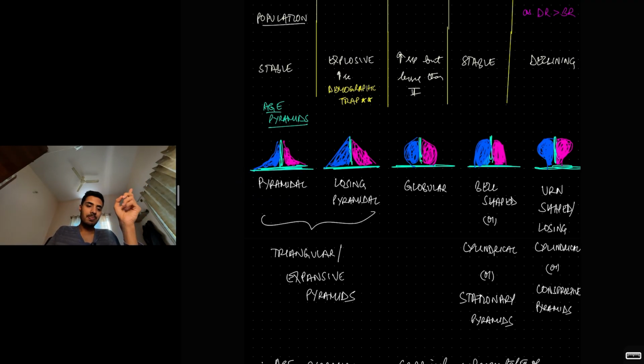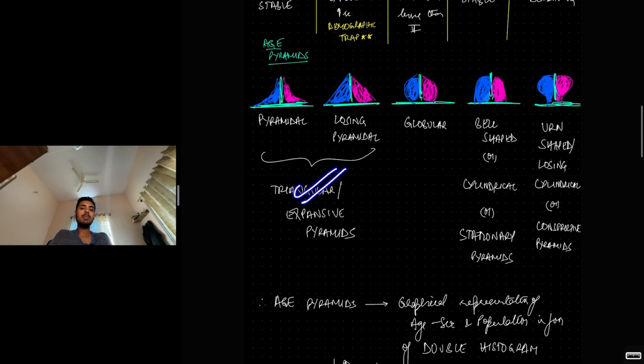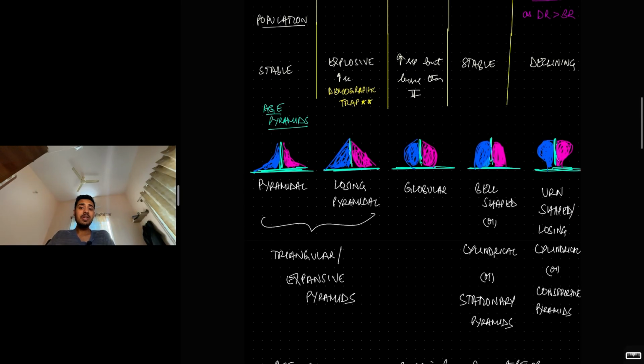That is an expansive pyramid. Then it becomes a losing pyramid. Why? Because in stage 2, early expanding, birth rate is still high and death rate has now started decreasing. So you'll have more reproductive and post-reproductive people, more old people. So pyramidal becomes losing pyramidal in stage 2. Both these age pyramids are known as triangular age pyramids or expansive age pyramids. Important. Understood?